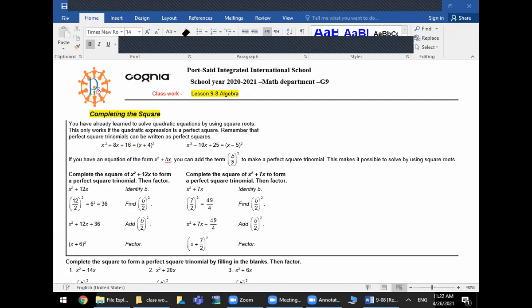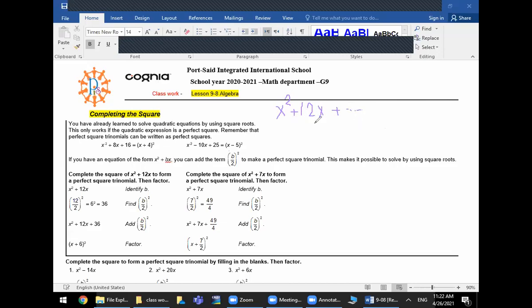How? We have x to the power of 2 plus 12x plus how many? So how can we solve this question? X to the power of 2 plus 12x plus how many? How will we find the third one?